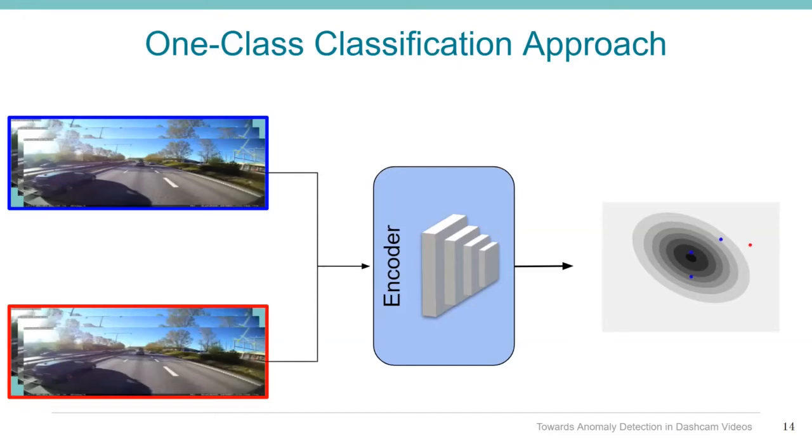Therefore, by training the network on only normal driving sequences, we can get a network that can detect accidents because it has never seen any accident at training time. We use an I3D as our backbone network.